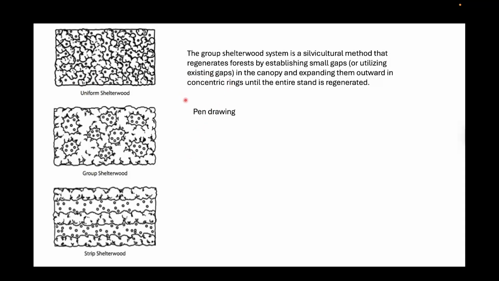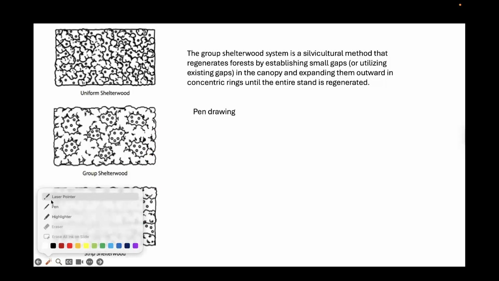So there are various types of shelter wood system or silviculture that can be obtained to regenerate a forest. What happens in a group shelter wood system? The group shelter wood system is a silvicultural method that regenerates forests by establishing small gaps or utilizing the existing gaps in the canopy and expanding them outward in concentric rings until the entire stand is regenerated. So what do we mean by that?